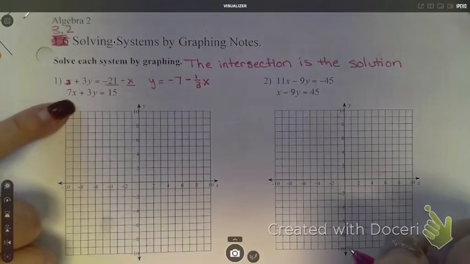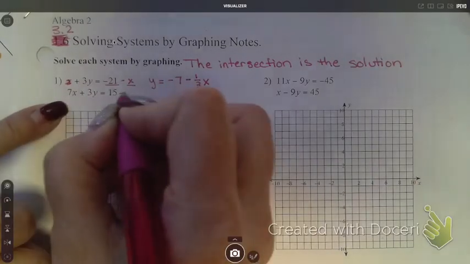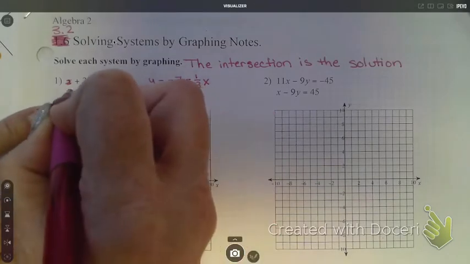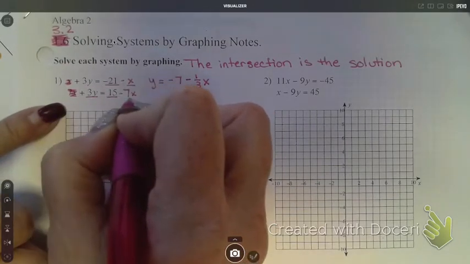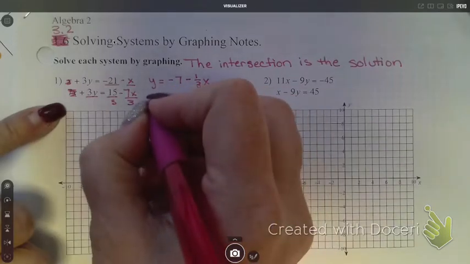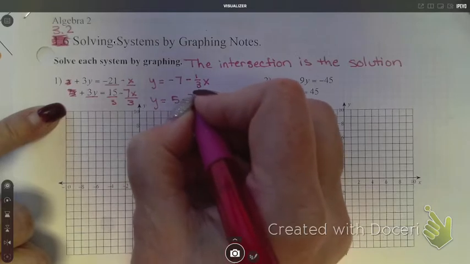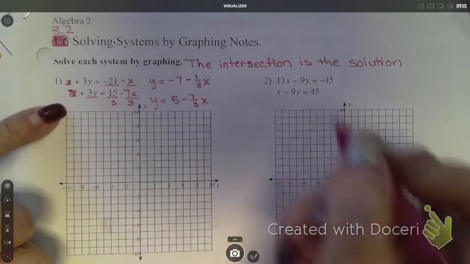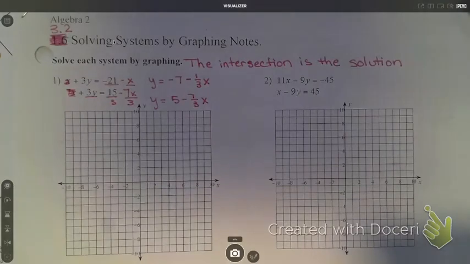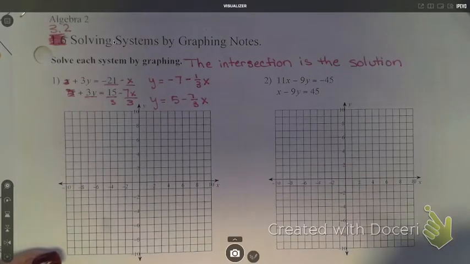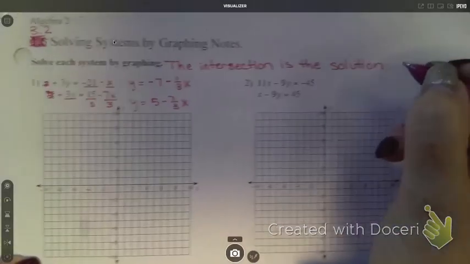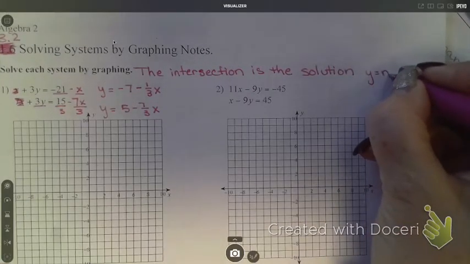And then I have to do it with the other one as well. So I have to subtract the 7x over, right? And divide everything by what? 3. So I get y equals 5 minus 7/3 x. Now, can I rewrite it as negative 7/3 x plus 5? Does it matter? No, because it's y equals mx plus b, yes?